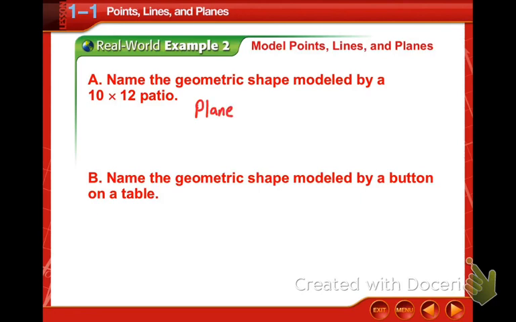Okay, our next one here, a geometric shape modeled by a button on a table. So the table would be our plane, right, because it's a series of locations. The button is located somewhere on that plane. It's just a point.